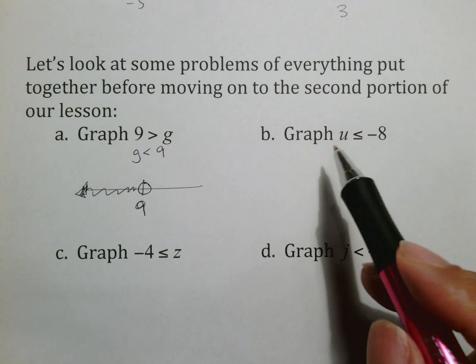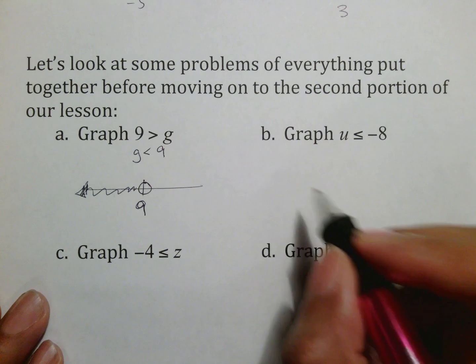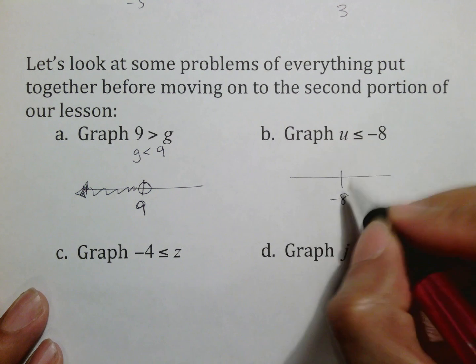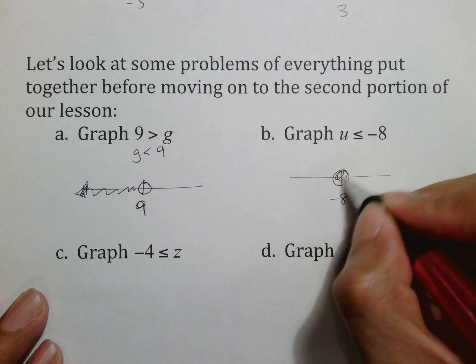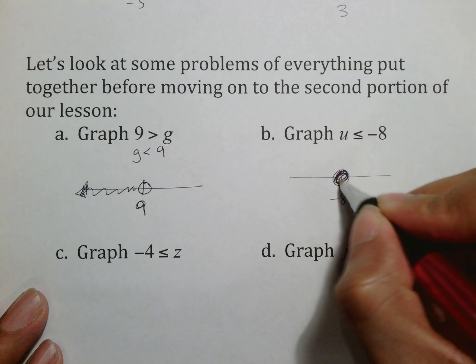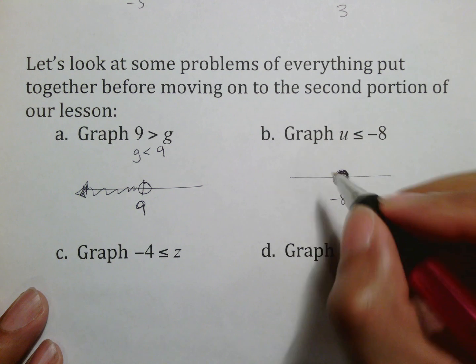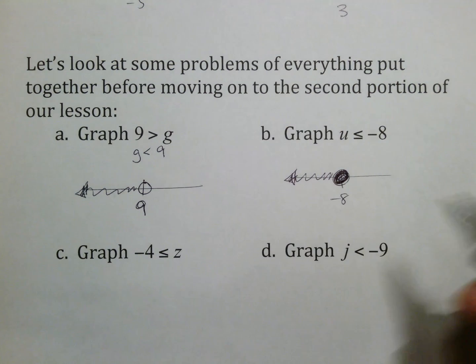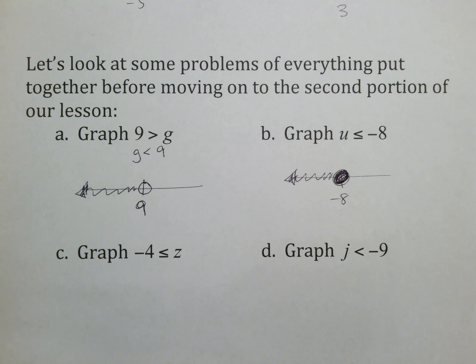If you're asked to graph u is less than or equal to negative 8, notice my variable starts, which is good. Negative 8 is my number. This has a line under it, so we close the circle because it's equal to negative 8, and then again this points to the left and we put an arrow on it. That arrow means that it goes on forever and ever in that direction.